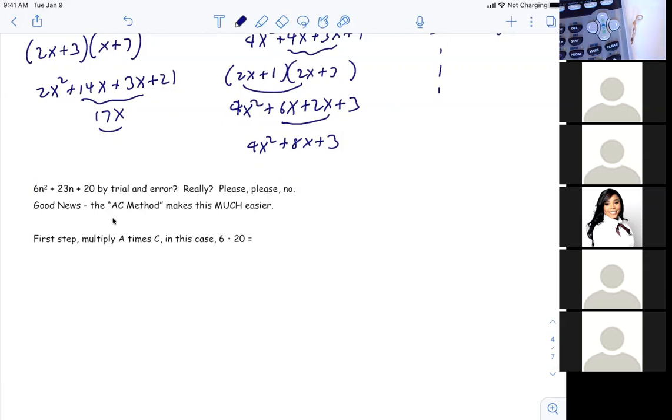We're going to use something called the AC method. Hooray for the AC method. It saves us a lot of time. It's called the AC method because that's where you start. You take the A number, which is the coefficient for the square term, and the C number, the constant, and multiply those together. So for this example, I have a 6 times 20.